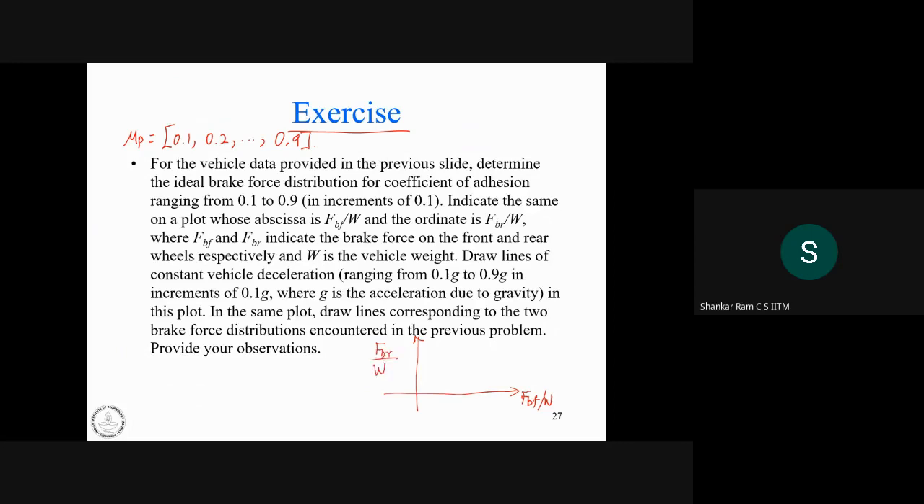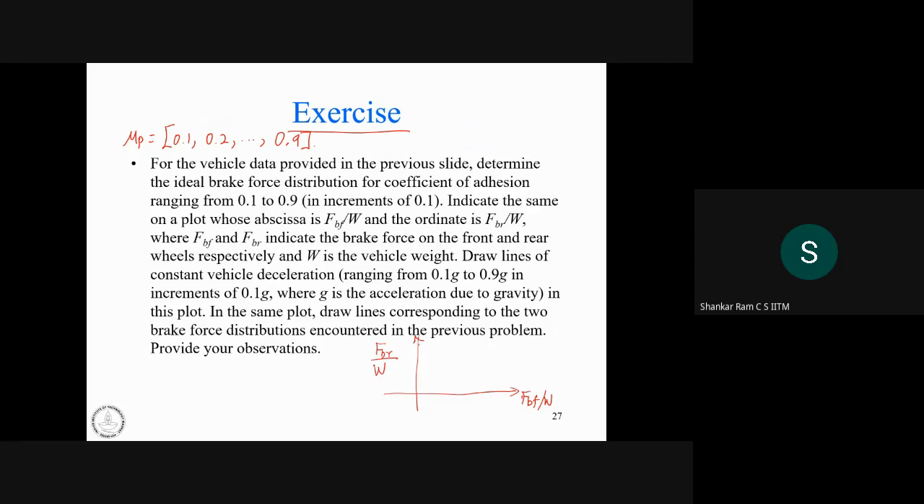All right. So then what you do is draw lines of constant vehicle deceleration ranging from 0.1 G to 0.9 G in this curve. And you draw the lines corresponding to the two brake force distributions encountered in the previous problem. You calculated two brake force distributions, right?